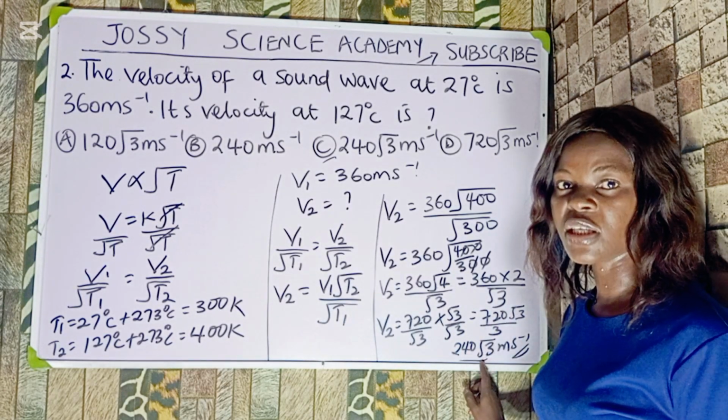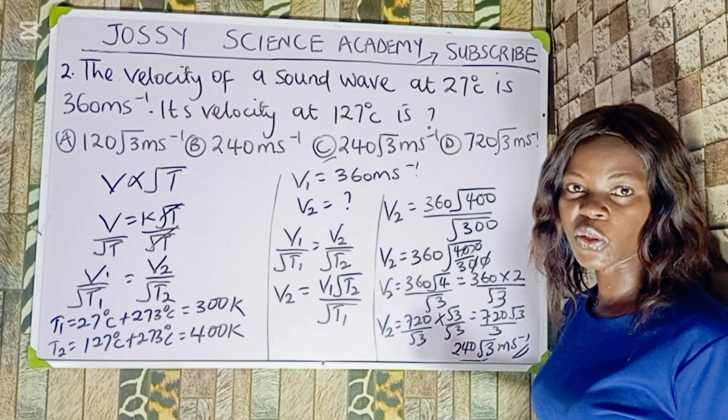Divide this to give us 240 root 3, and the correct option to this question is option C.